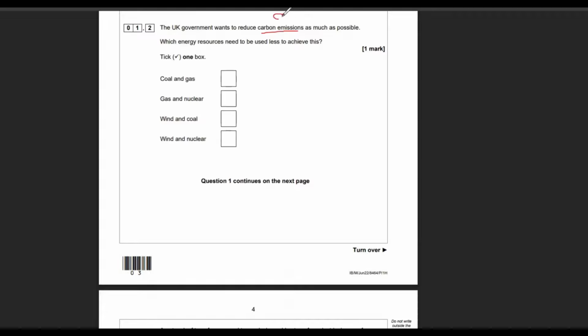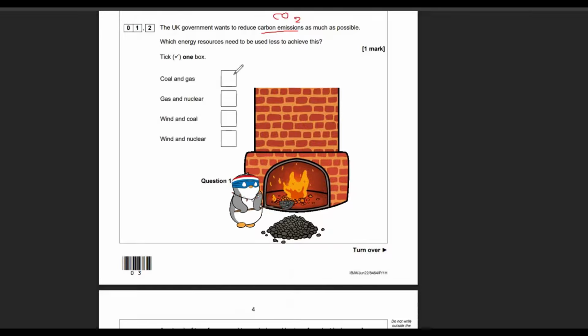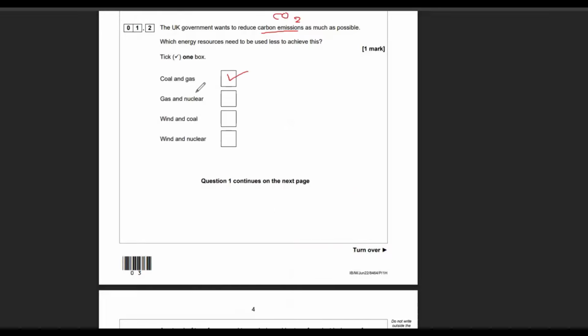Carbon emissions essentially means let's stop releasing CO2. Which of these cause CO2? Coal and gas. Yep, we don't want to use coal and gas. Both of these release CO2. Nuclear does not release CO2. Wind does not release CO2. So these are all wrong. We need to cut down on coal and gas. Both of those release CO2. They are fossil fuels, and burning those releases carbon dioxide. Okay.